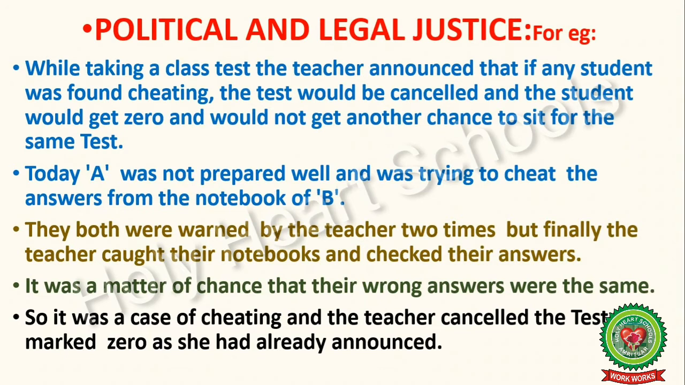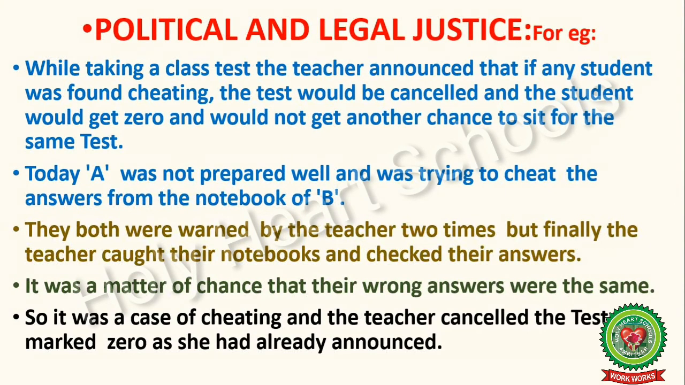Now I am going to the legal justice. While taking a class test, the teacher announced that if any student was found cheating, the test would be cancelled. This is the first condition. And the student would get zero. This is the second condition. And would not get another chance to sit for the same test. This is the third condition, means no cheating during the test.